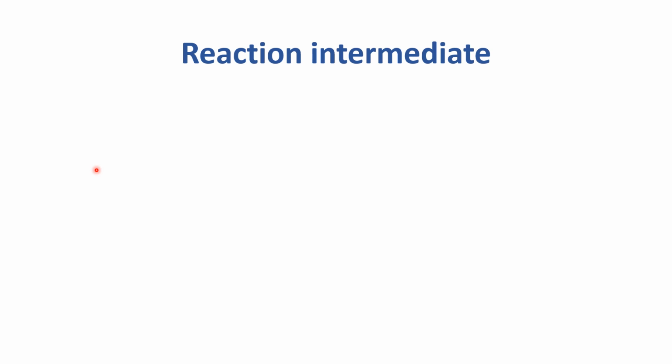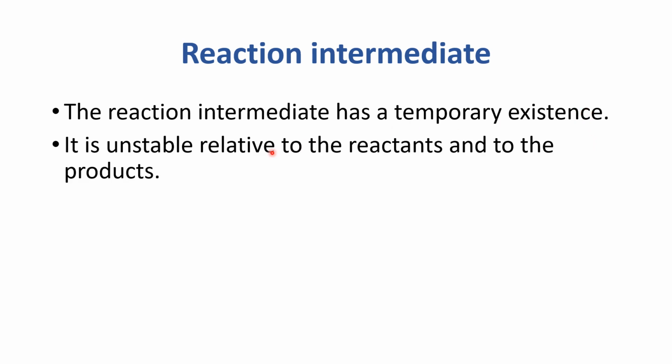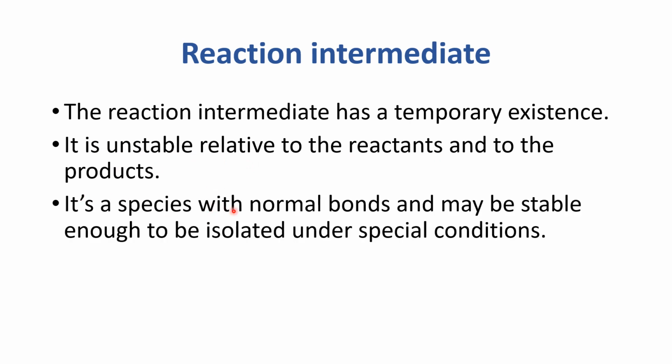Let's see what a reaction intermediate is. The reaction intermediate has a temporary existence. It is unstable relative to the reactants and to the products. It's a species with normal bonds and may be stable enough to be isolated under special conditions.